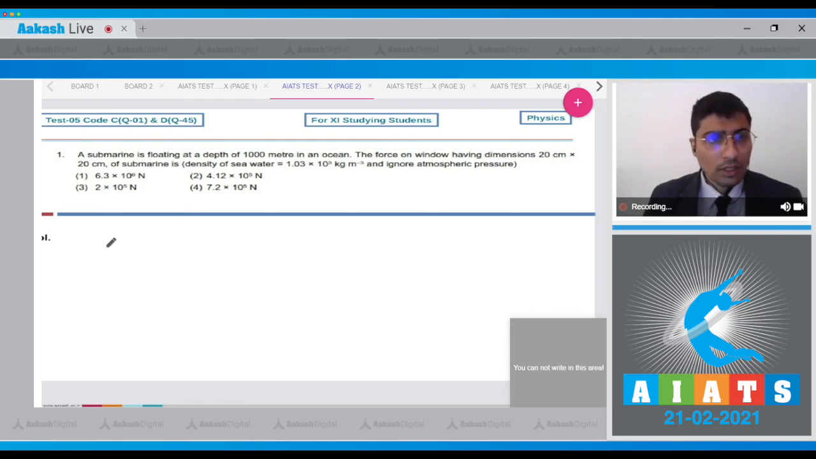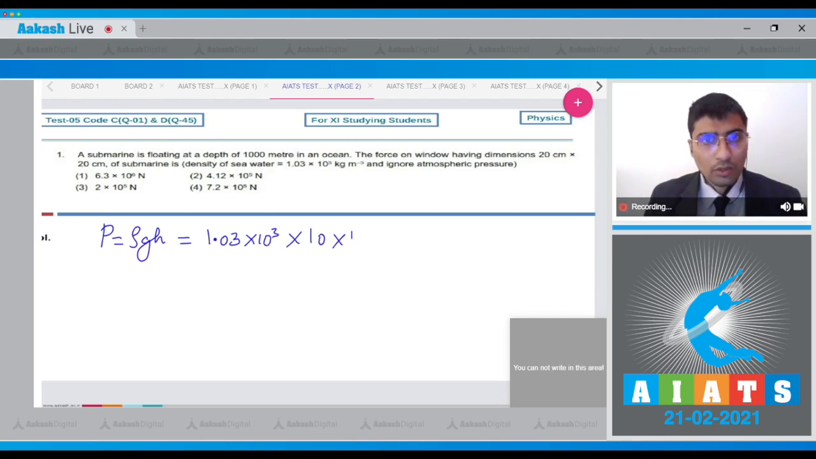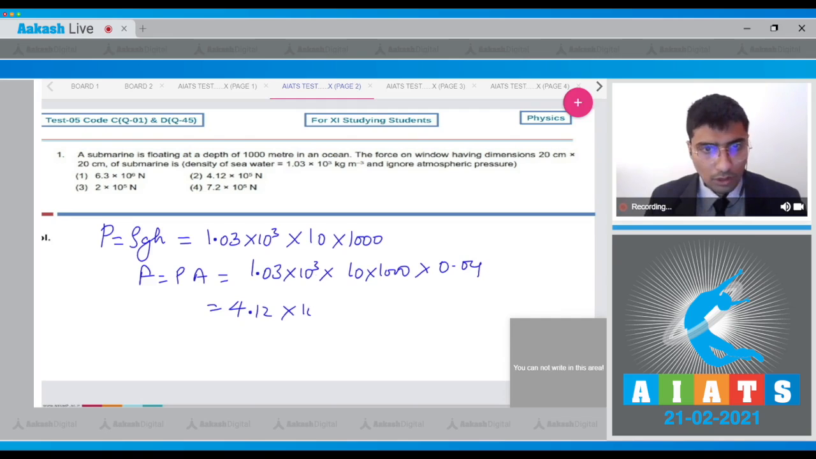Now the student, the pressure at the bottom has a gauge value of rho gh. Now this will be equal to 1.03 into 10 raised to power 3 into 10 into 1000. Now the force will be equal to this pressure multiplied by area. Now the pressure is 1.03 into 10 raised to power 3 into 10 into 1000 into 0.04. So this will be equal to 4.12 into 10 raised to power 5 Newton. Therefore for this question the correct answer should be option number 2.